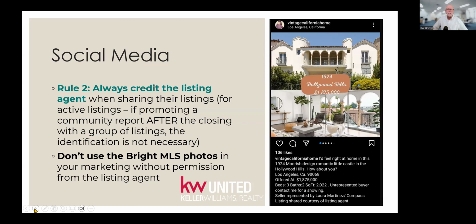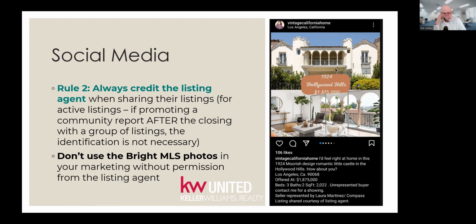Rule number two, always credit the listing agent. If you're posting something like, I'm having an open house, or look at the open house I'm coming to, you need to credit the listing agent. I like what this agent did here. This is from California. The lower bottom piece down here says, seller represented by Laura Martinez, Compass, listing share courtesy of listing agent. So this is a co-worker of Laura Martinez, okay? So she's putting it out there that this is who actually is the listing agent.